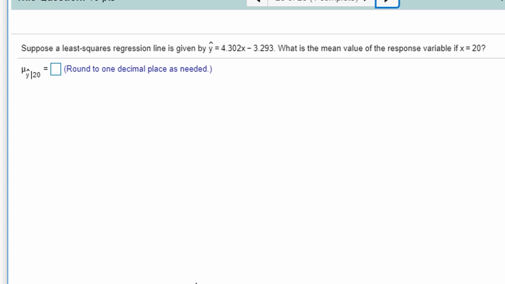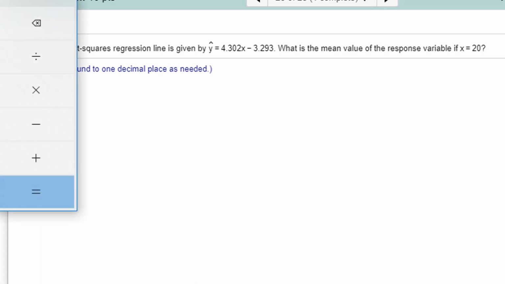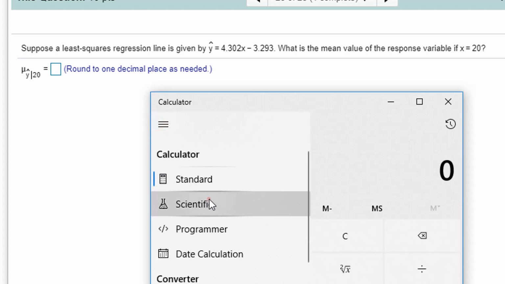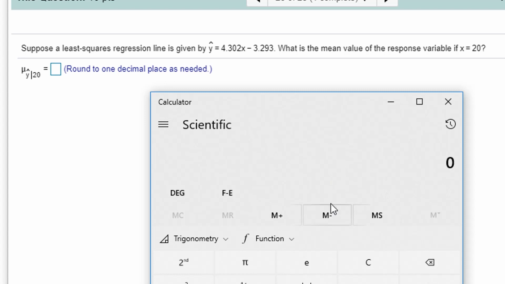Now I'm going to do this again in the calculator. Just the regular Windows calculator will do. I don't think I'm going to move to scientific mode because I've got parentheses at my disposal here. I'm going to put in 4.302 times my value of 20, minus 3.293, and see what I get: 82.747. I'm going to copy 3 decimal places and paste it over.